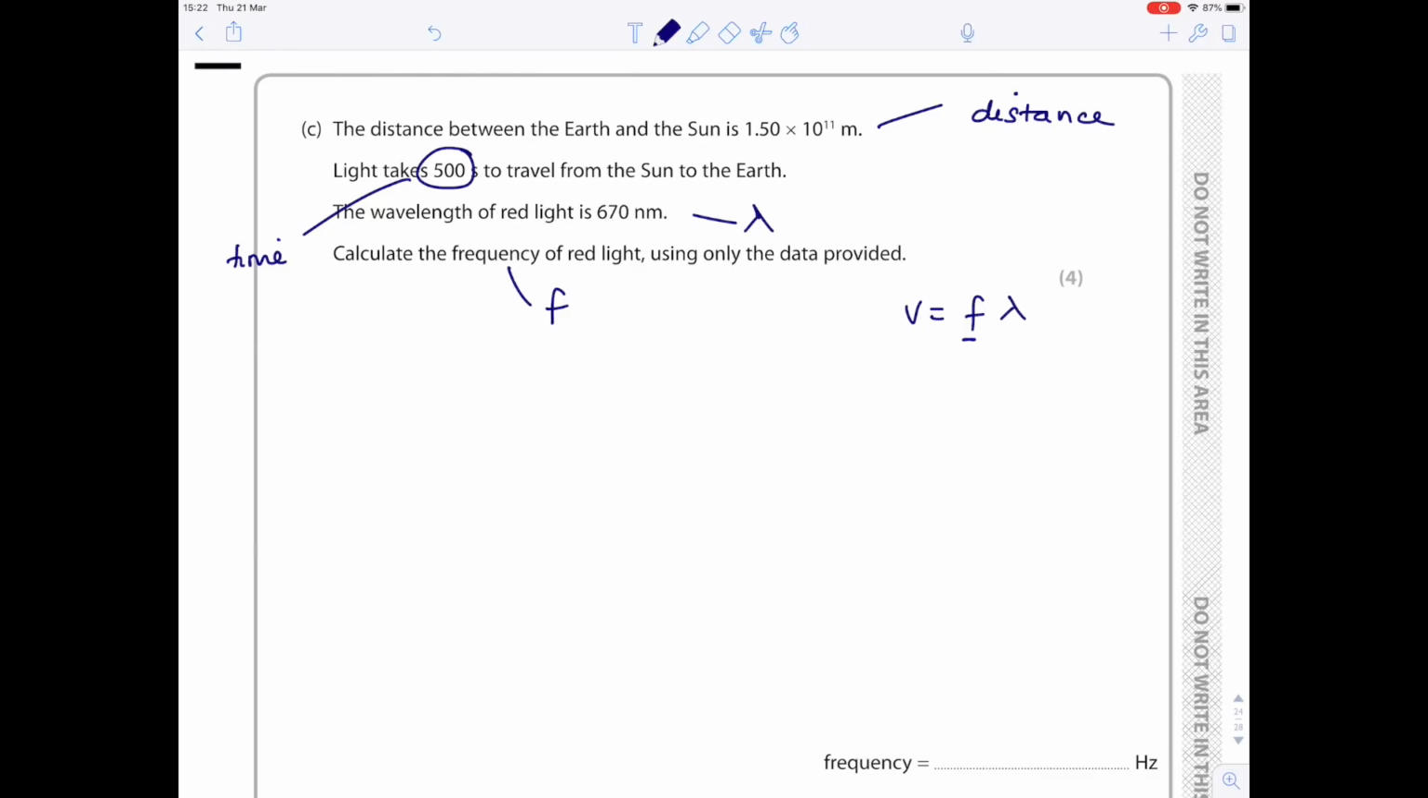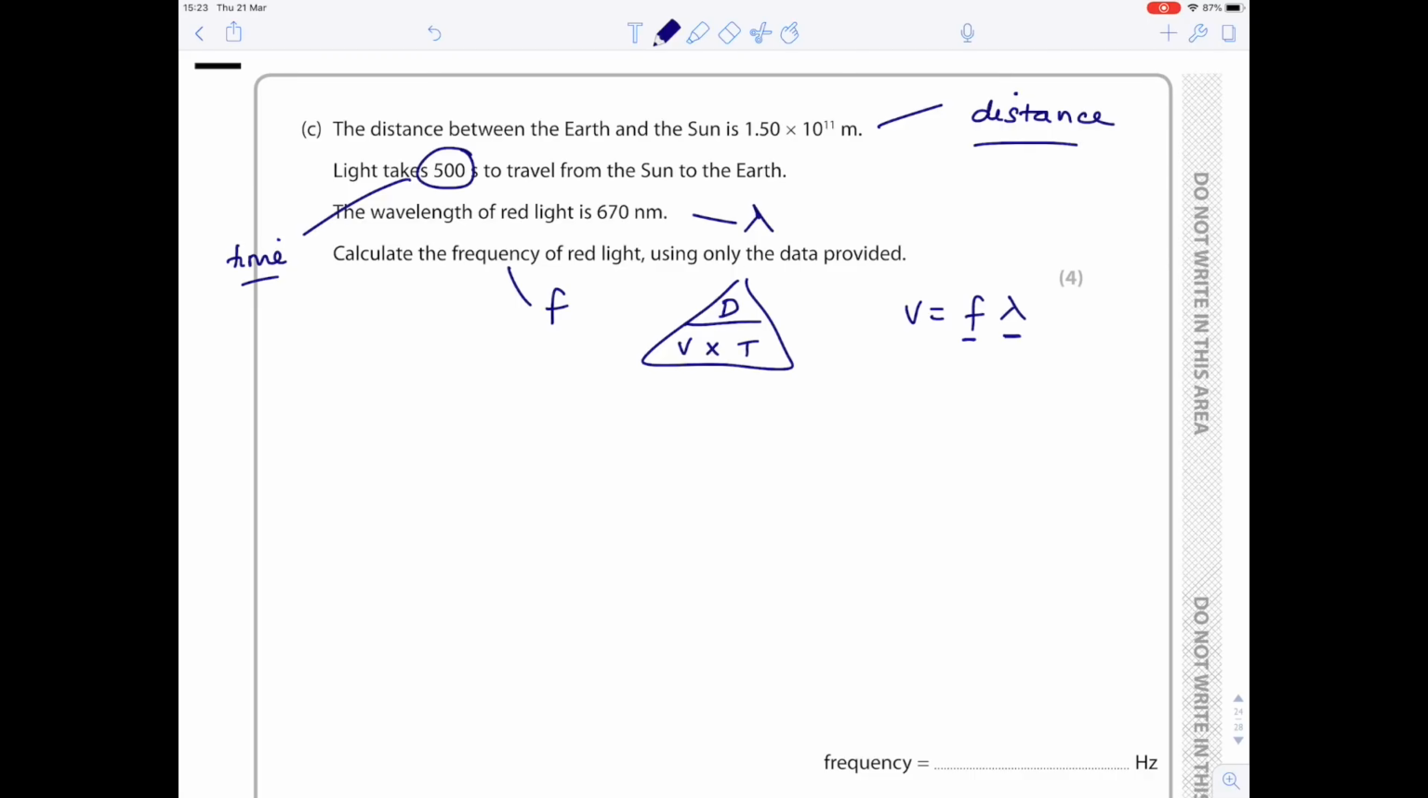Although we're being asked to find frequency, we've been given the wavelength. We don't know the wave's speed or velocity. So that's where distance-time comes in. Hopefully you know that distance equals speed times time.